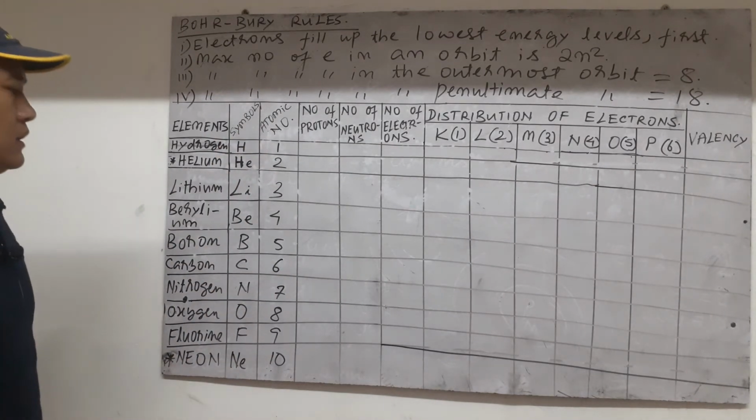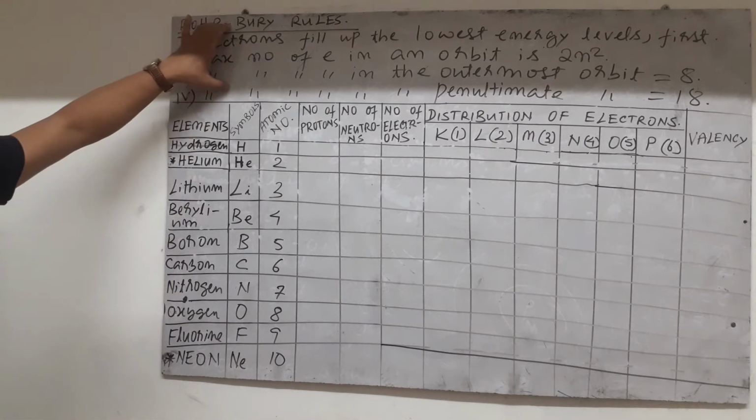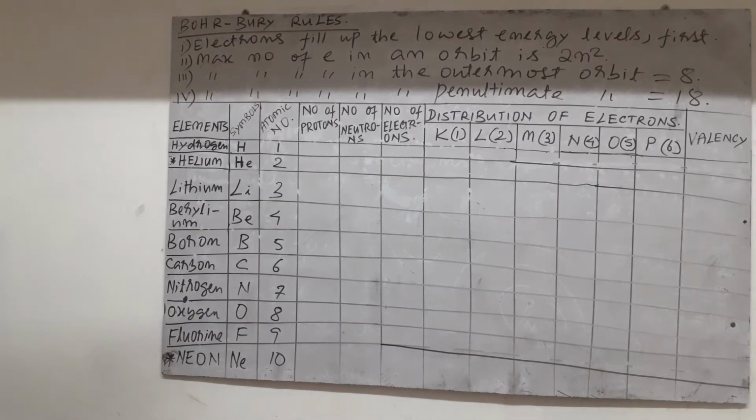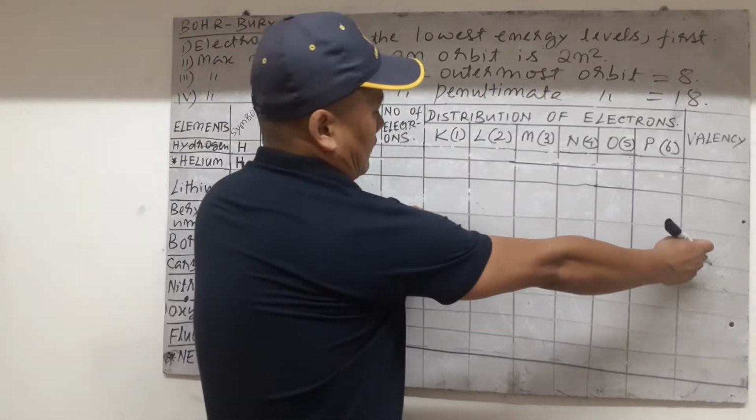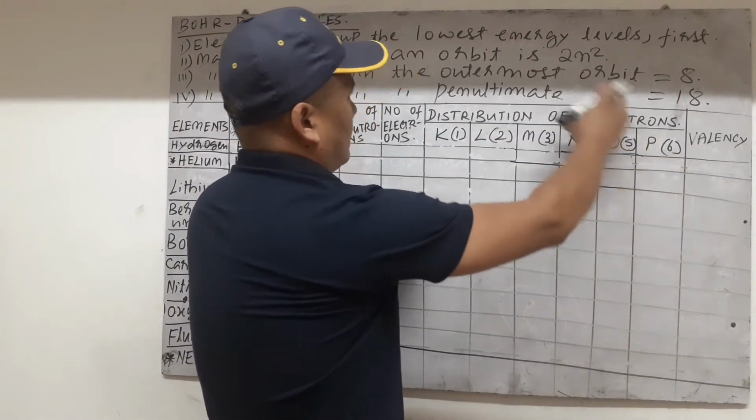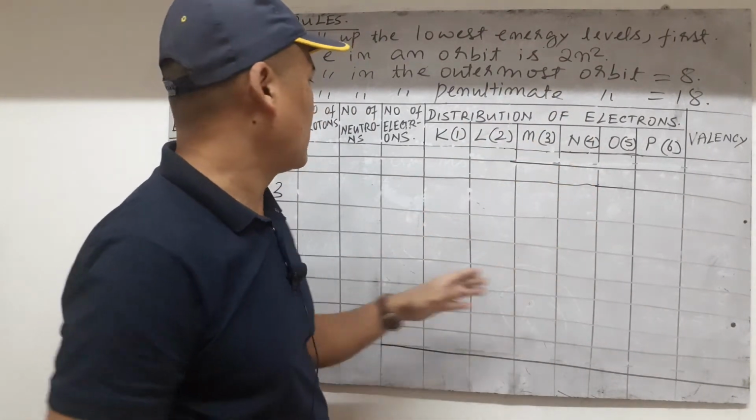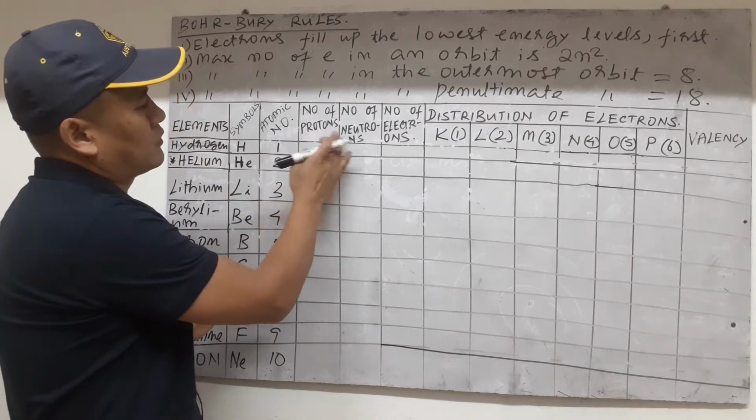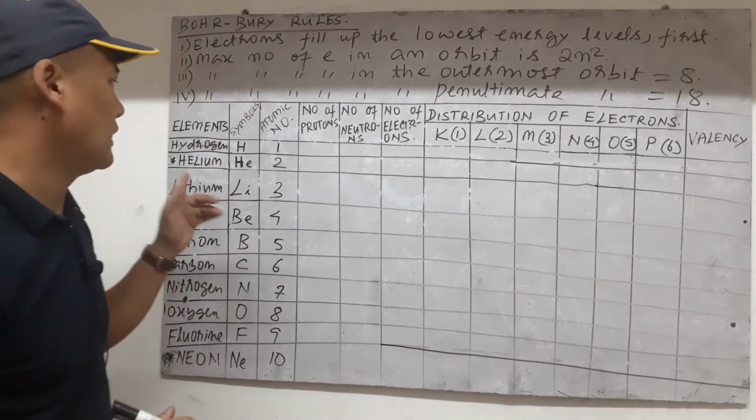Now take your pencil and follow me in this activity. We are going to learn the Bohr-Bury rule, how to apply it. Now before we go to Bohr-Bury, we'll start applying in this section. The arrangement of electrons is what the Bohr-Bury rule is going to help us to do, but for the arrangement of protons and neutrons, we don't need the Bohr-Bury rules here.